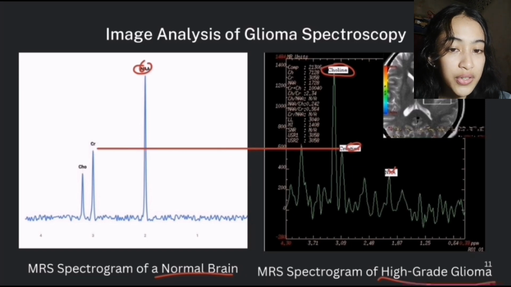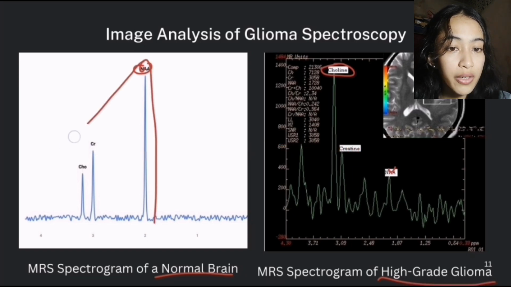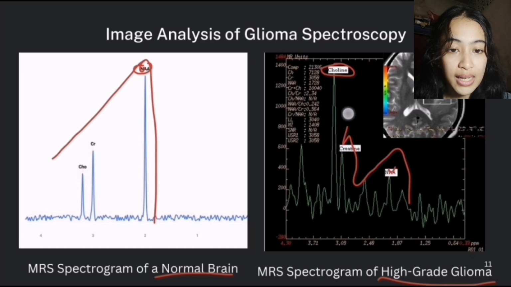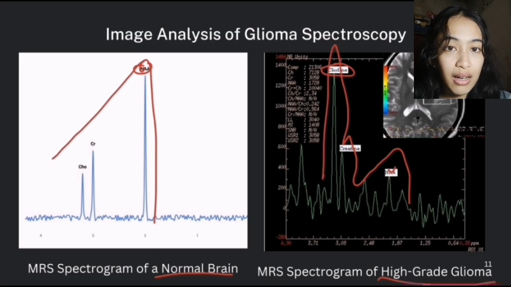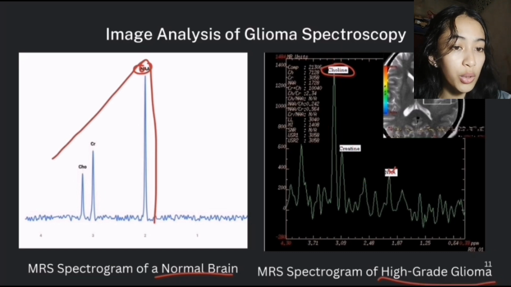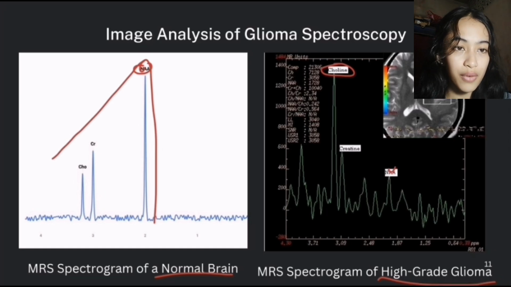So as you can see, the Hunter's angle is disrupted, with choline surpassing the NAA, and these metabolic changes help us distinguish high-grade gliomas from both normal tissue and low-grade tumors, and that aids in diagnosis and treatment planning. Hence, MRS is very useful.